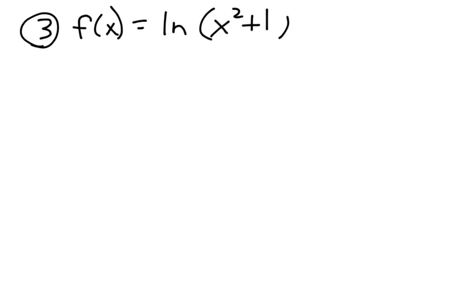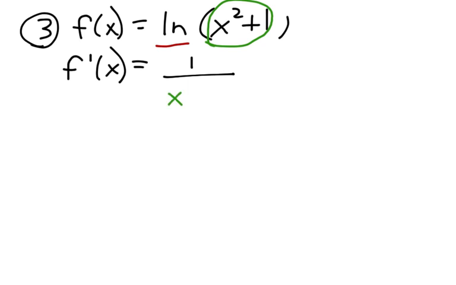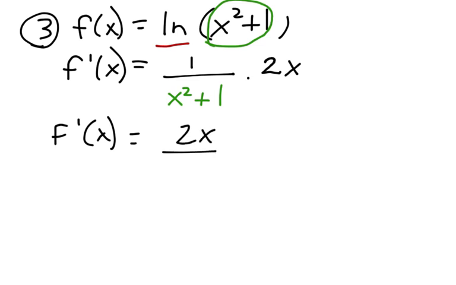So we're going to take the derivative of the outside function, copy the inside function, and multiply by the derivative of the inside function. The outside function is the natural log of x. What is the derivative of the natural log of x? 1 over x. Except we're going to replace the inside function where the x would be. And then we're going to multiply by the derivative of that inside function, which is 2x. So this ends up being 2x over x squared plus 1.